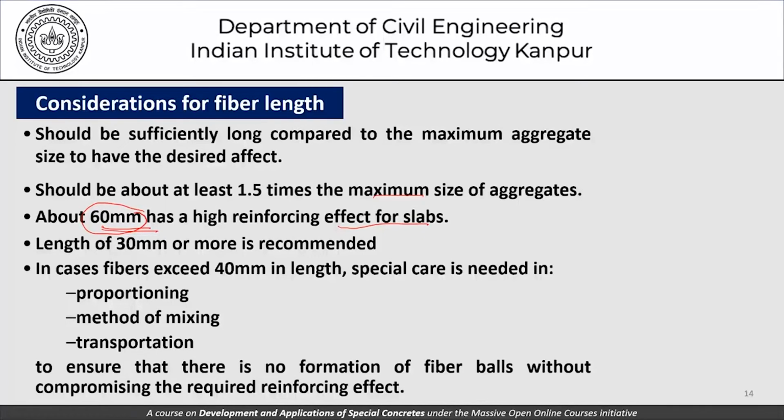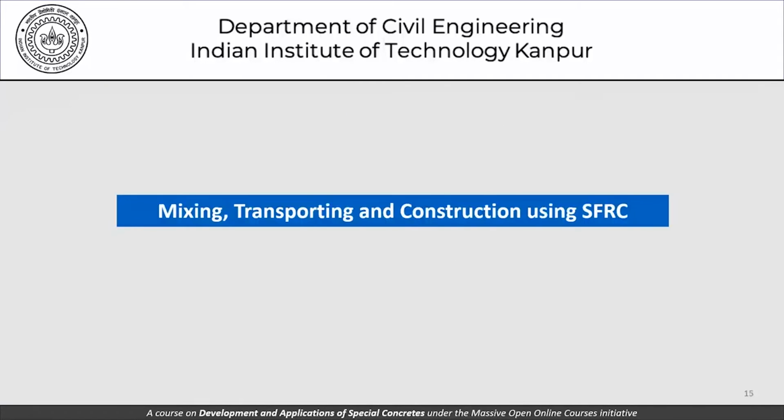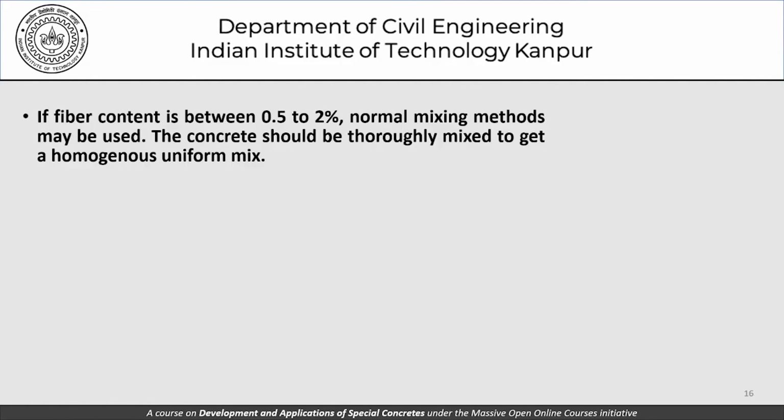So these are some of the tips that you want to have when you're trying to use steel fibers or any other fiber as far as concrete is concerned. Now coming to some transportation and construction issues relating to fiber reinforced concrete. If the fiber content is between 0.5 and 2%, normal mixing methods may be used. Concrete should be thoroughly mixed to get a homogeneous uniform mix.